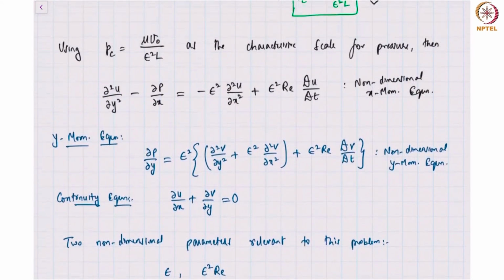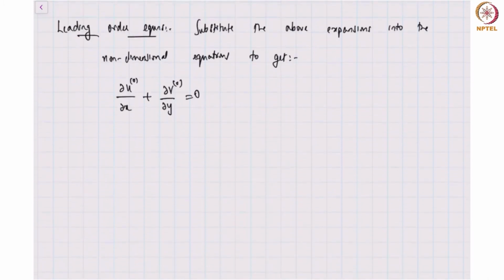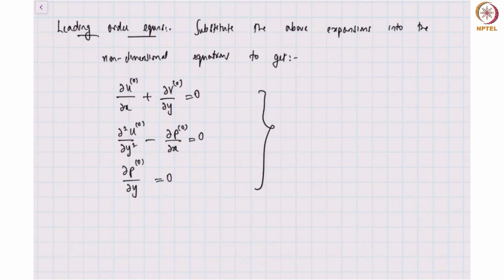Now notice that all the epsilon terms will drop out. Then the right hand side are the epsilon terms. We have del square u by del y square, del p by del x is 0, and finally the pressure term in the y momentum equation is simply this. Okay, so these equations are collectively called the lubrication equations.